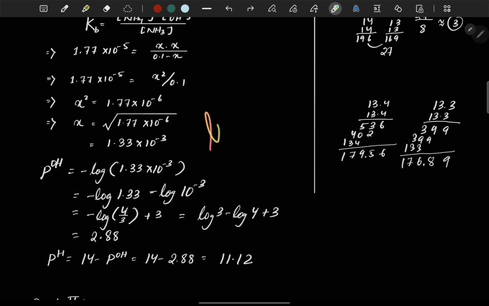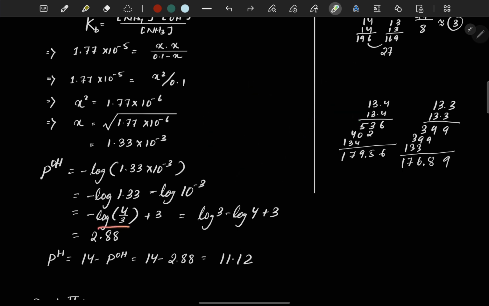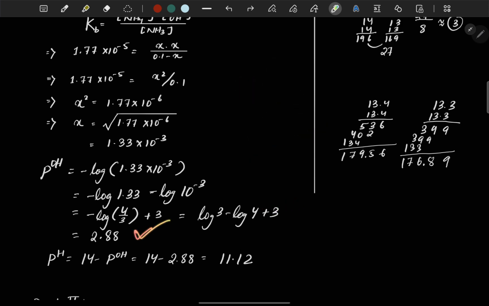Again log A by B is equal to log A minus log B. So this will be equal to log 4 minus log 3, but here we have a minus sign, so this becomes log 3 minus log 4. Again we all know log 3 is 0.48 and log 4 is 0.6. So this will become 0.12. So 3 minus 0.12 will be 2.88.